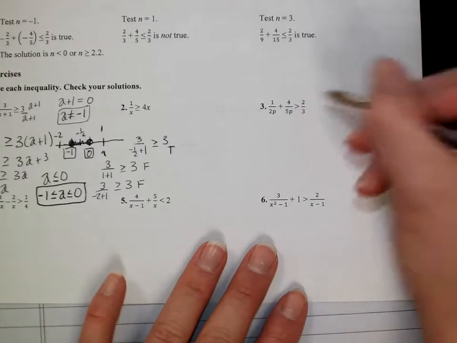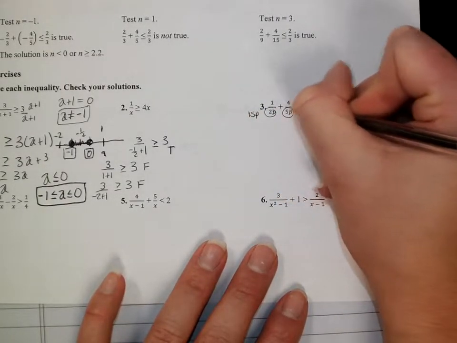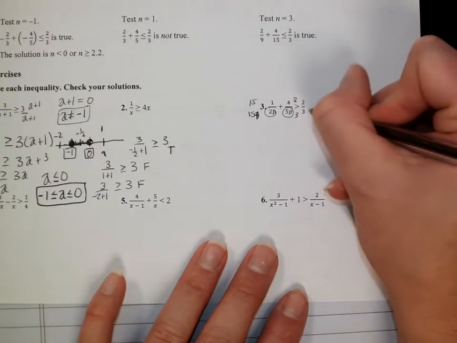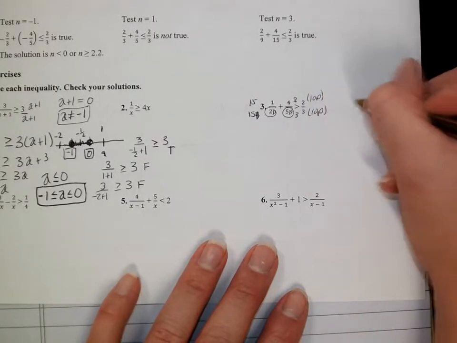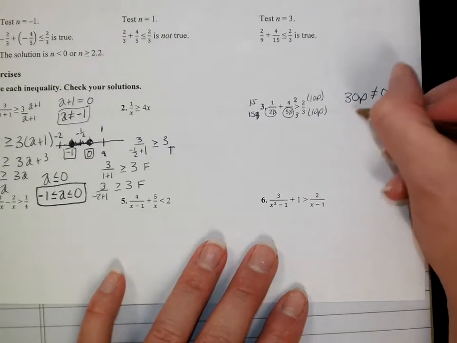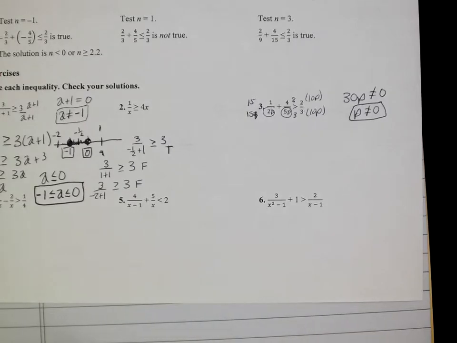So 30p specifically. I'm going to multiply this one by 15p, not 15p, just 15. This one by 3. This one by 10p. So again, that makes 30p my common denominator. If I set that equal to 0, p cannot equal 0. Okay, again, I'm going to have to use that for my answer here in a second.